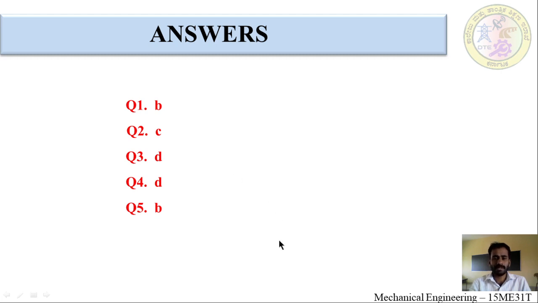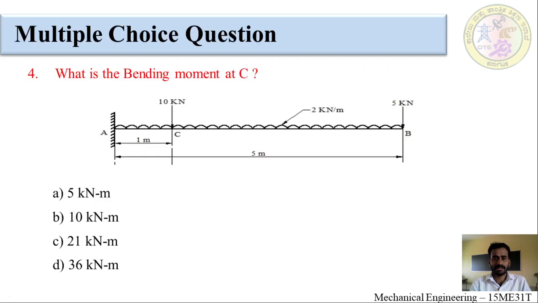Okay. Now, we will check the answers by solving the problems. So, for the first problem, shear force at B. At B, there is a point load of 5 kilonewtons. As per the procedure, it is considered positive 5 kilonewton at B. So, shear force at B is 5 kilonewton. So, the correct answer is option B.